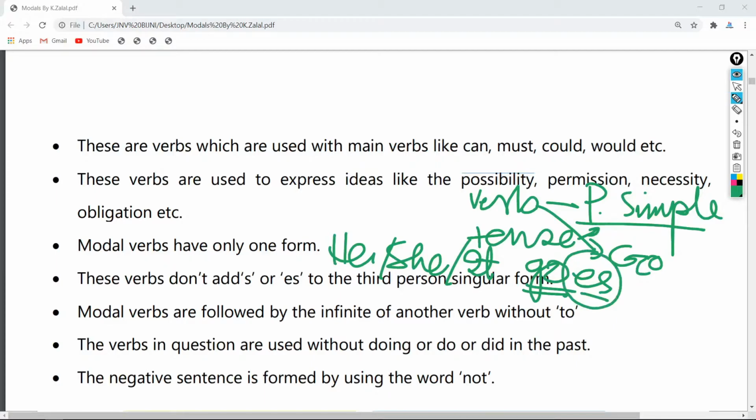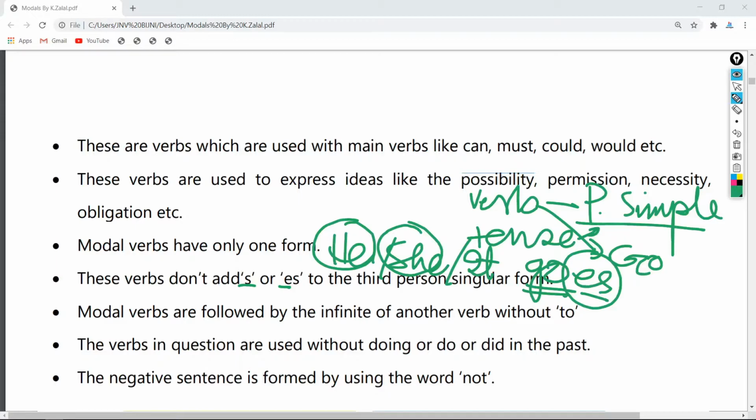But in the case of modals or auxiliary verbs, this s or es never comes when the subject, or the doer, is third person singular. So this thing we need to remember. Modal verbs are followed by the infinitive of another verb without to.